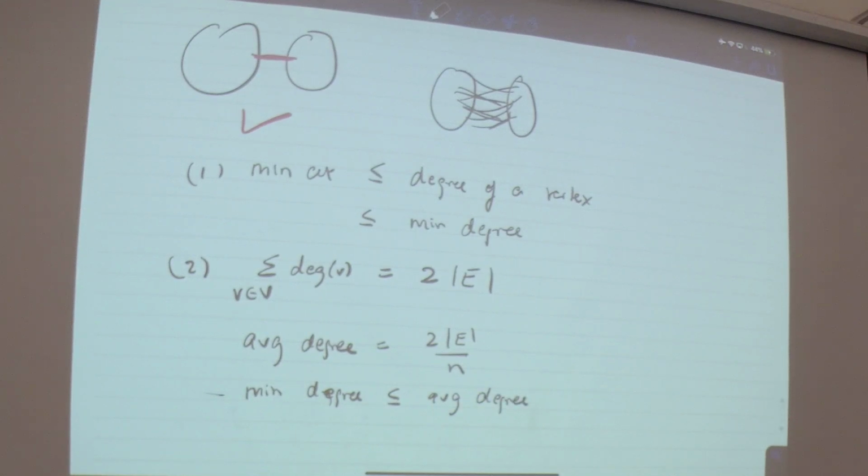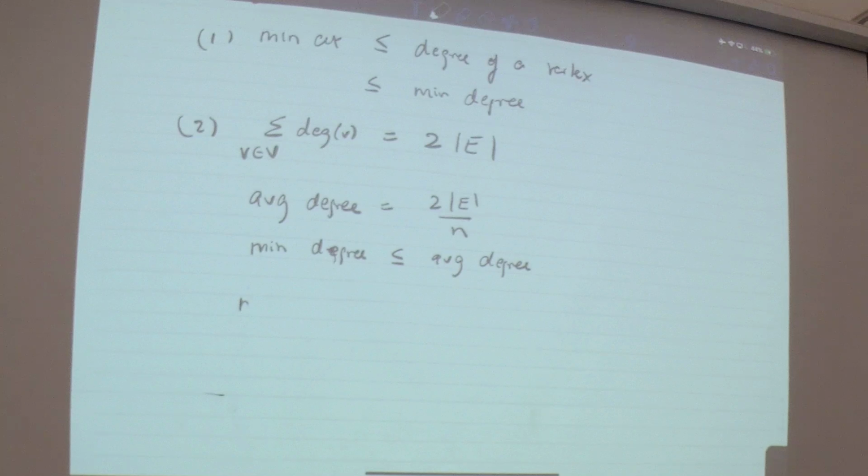Take a bunch of numbers, the minimum is less than the average, right? Which means that the min cut is less than or equal to the min degree, which is less than the average degree, 2e over n. Therefore, min cut is less than or equal to 2e over n.